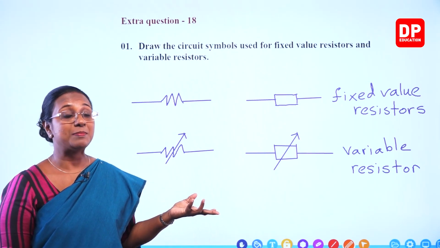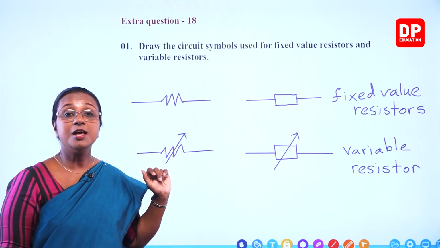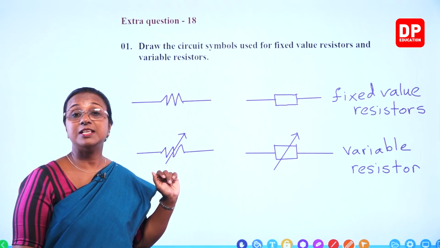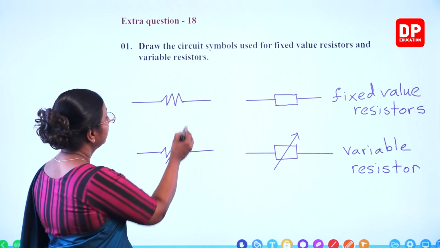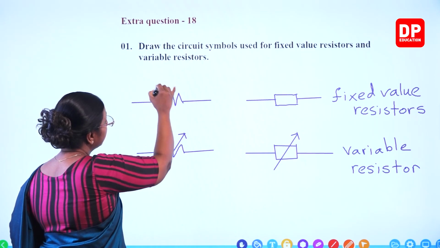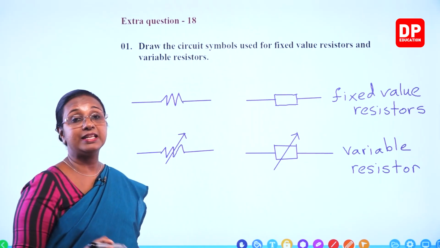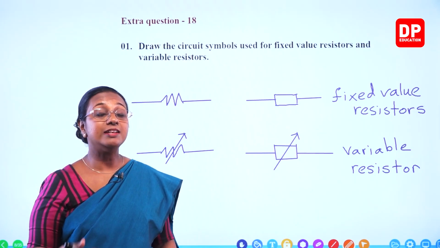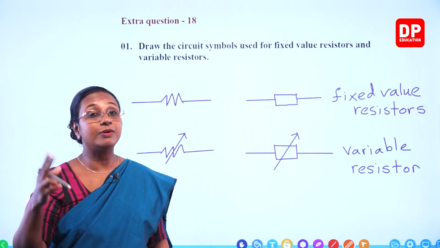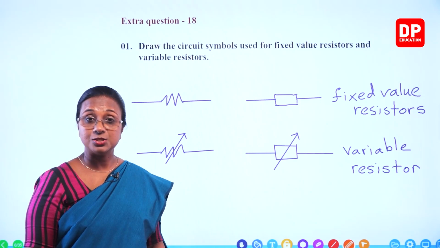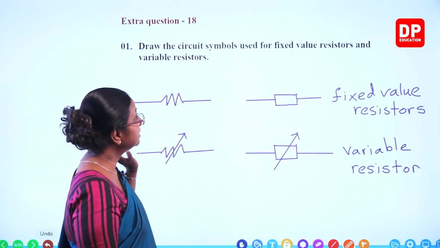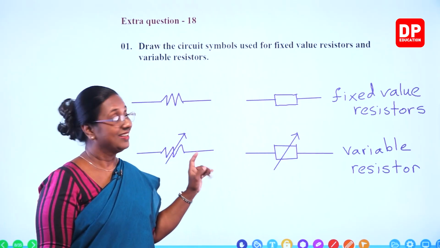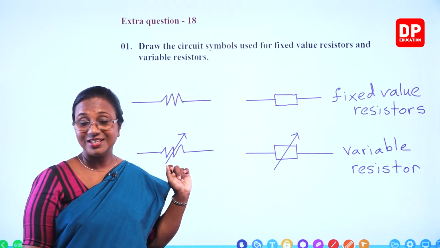It's not asked in the question, but you can remember, students, if it is the light dependent resistor, we put a circle around this and show arrows to indicate the light falling on it. So that is the symbol for the light dependent resistor. I'm sure you can recall that symbol as well. So these are the circuit symbols. With that, I'll move on to the next question.